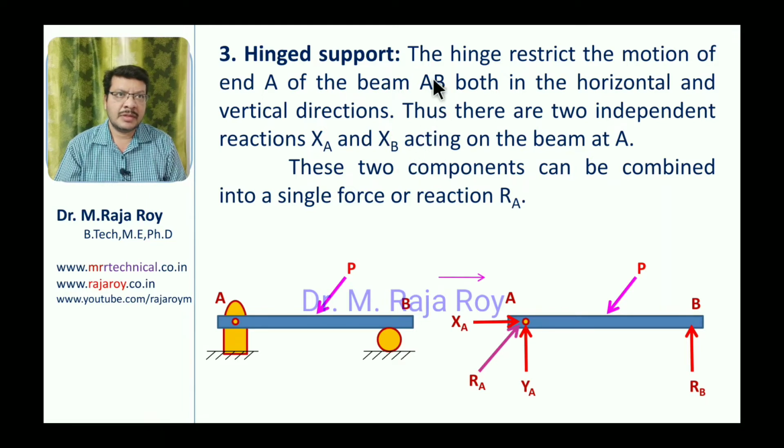The hinge restricts the motion of the end A of the beam AB in both horizontal and vertical directions. Thus there are two independent reactions, XA and YA. This is YA, some typing mistake, you just assume that this is YA acting on the beam at point A. So that's why here the resultant reaction will be in some unknown direction. That's why you can take two components, horizontal and vertical component of this particular reaction. Once you know the XA and YA, you can get the resultant reaction RA. In this way, we have to solve these problems.